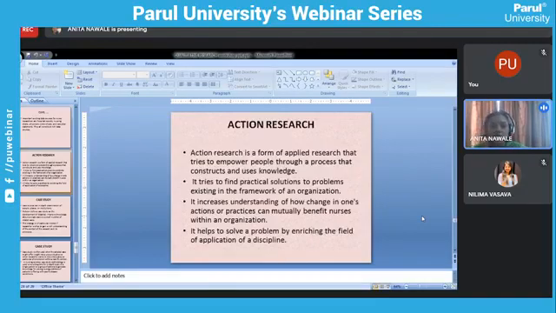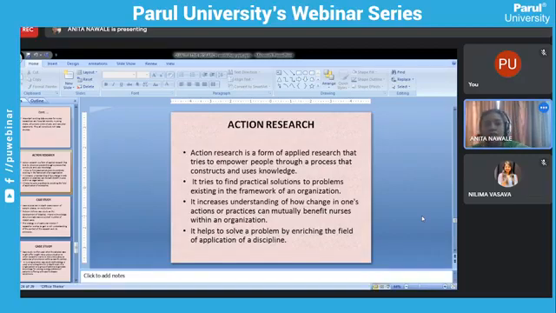Next, we have action research. This is the most important area for each and every institute. Action research is a form of applied research that tries to empower people through a process that constructs and uses knowledge. It tries to find practical solutions to the problems existing in the framework of an organization. This is most important. It helps you find practical solutions. It increases understanding of how change in one's actions or practices can mutually benefit the nurses within an organization. It helps to solve a problem by enriching the field of application of a discipline.